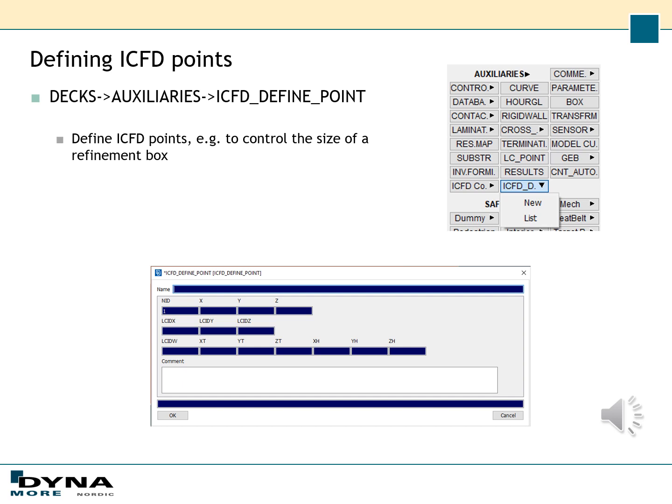Under Decks, Auxiliaries, there is a possibility to define ICFD points. This can be practical if you, for example, want to control the size of a refinement box and you want the size of this box to change during the simulation. Then you can define ICFD points that move by means of prescribing load curves.